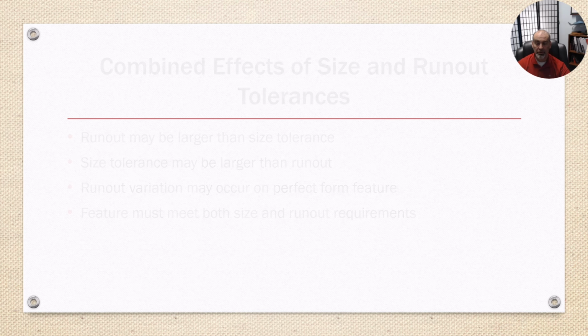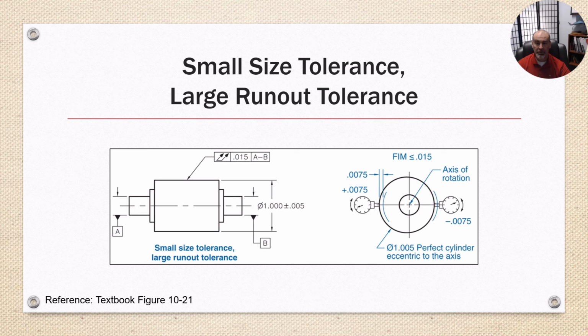Okay, here's an example of a small size tolerance with a large runout tolerance. We're holding the outside diameter of this feature at 1 inch plus or minus 5 thousandths, but it's allowed to wobble as long as it measures that size, up to 15 thousandths. So our allowable indicator movement is 15 thousandths, which is 7.5 thousandths in either direction of what would be neutral.